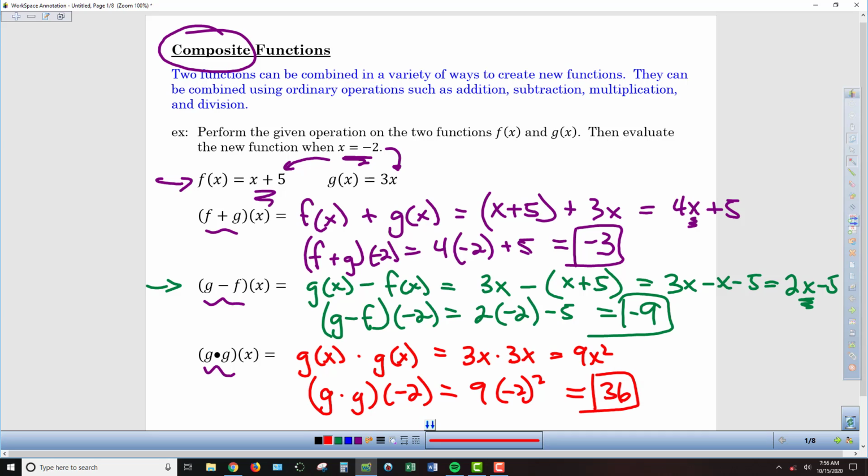So in all these cases, this is called the combination of two functions. We're just performing basic operations on two functions, or on the same function twice, to generate a new function, which we then can use to evaluate at some value.